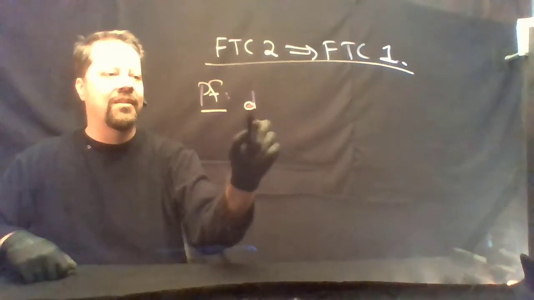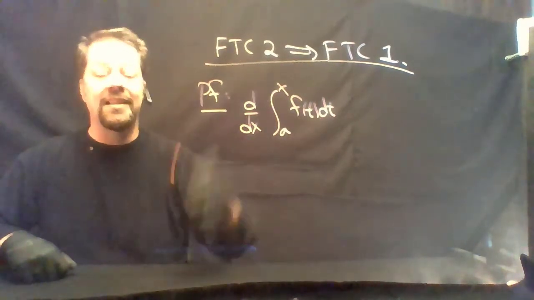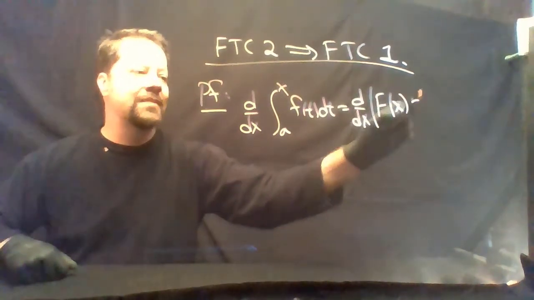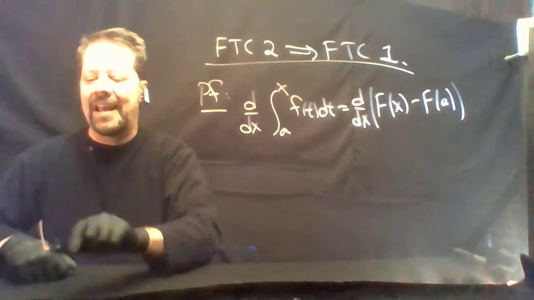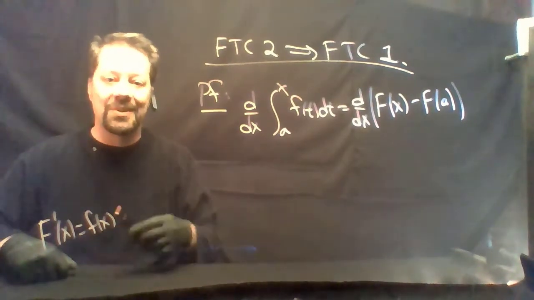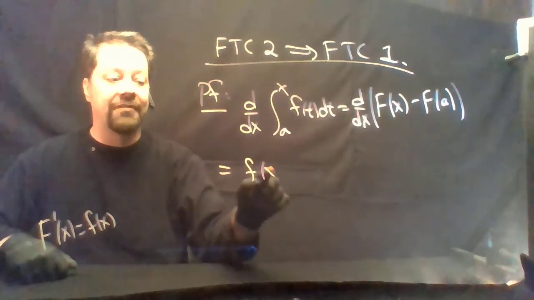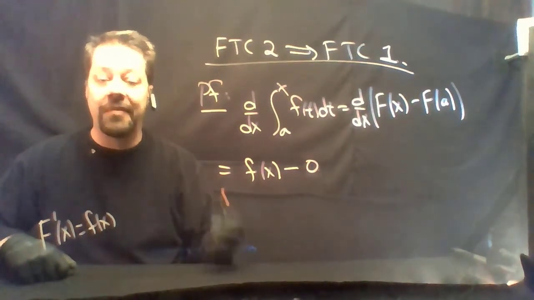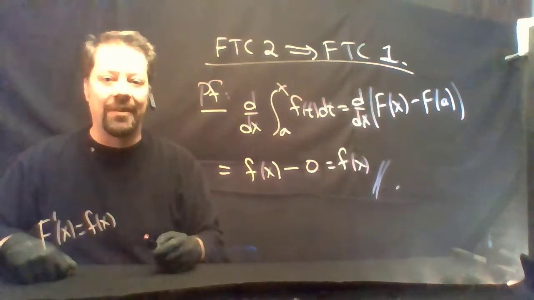Let's look at the derivative of the integral from a to x, f of t dt, in light of the second fundamental theorem. That's the derivative of big F of x minus big F of a, where big F is an antiderivative of little f. Remember, antiderivatives are by definition functions that satisfy big F prime equals little f. When we take the derivative of big F evaluated at x, we get little f. When we take the derivative of big F evaluated at a, we get 0, because the derivative of a constant is 0. And that shows that the second fundamental theorem of calculus implies the first.